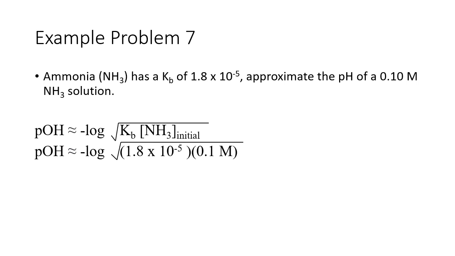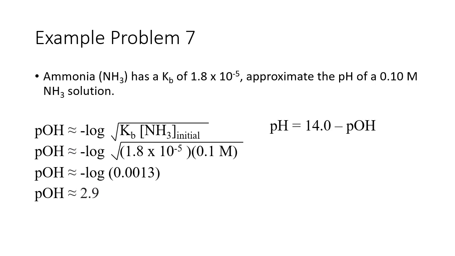We'll then plug in the values we know, the Kb being equal to 1.8 times 10 to the minus 5, and the initial concentration of ammonia equaling 0.1 molar. If we run this through a calculator, we get the pOH is approximately equal to the minus log of 0.0013. Finally, with one more calculator step, we get a pOH of approximately 2.9.